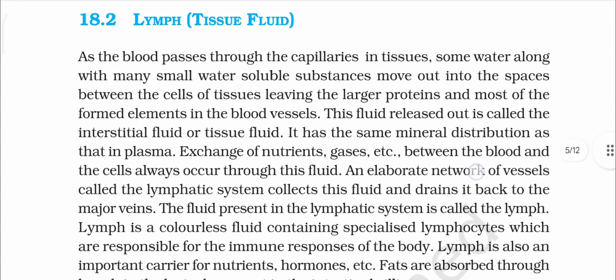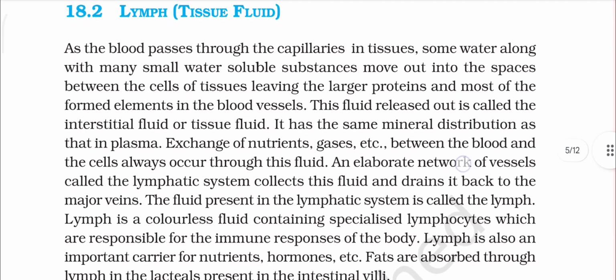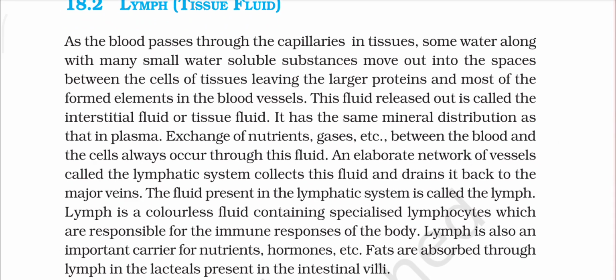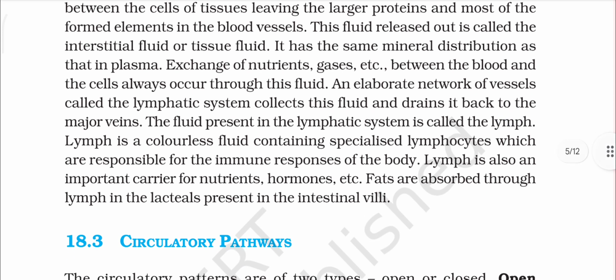Lymph 18.2, and now we are going to a new point, that is lymph, tissue fluid. As the blood passes through the capillary in tissue, some water along with many small water-soluble substances move out into the spaces between the cells of tissue, leaving the larger proteins and most of the formed elements in the blood vessels. This fluid released out is called the interstitial fluid or tissue fluid. It has the same mineral distribution as that in plasma.